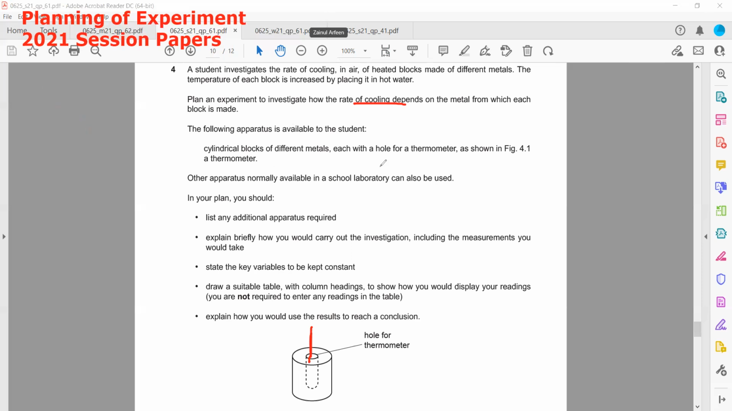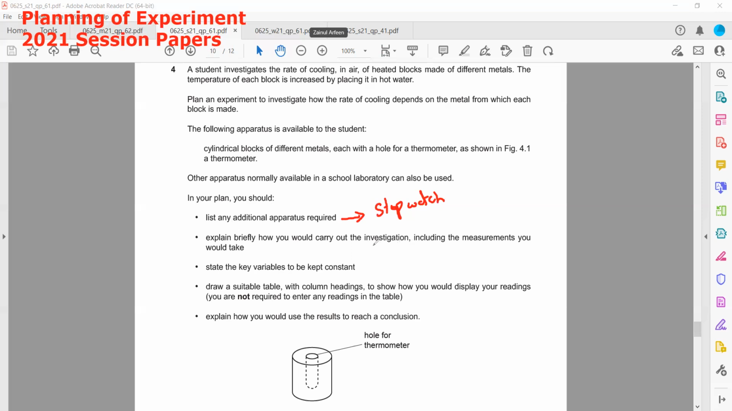Other apparatus normally available in a school lab are also used. In your plan, you should list any additional apparatus, because whenever you are measuring a rate, it is always with reference to time. If I say rate of cooling, rate of heating, rate of energy transfer, or rate of reaction, whenever the term rate is there, time should always be a factor. So list the additional apparatus. They already mentioned we have thermometers. So what else do we need? We need a stopwatch, or a stop clock or a timer.